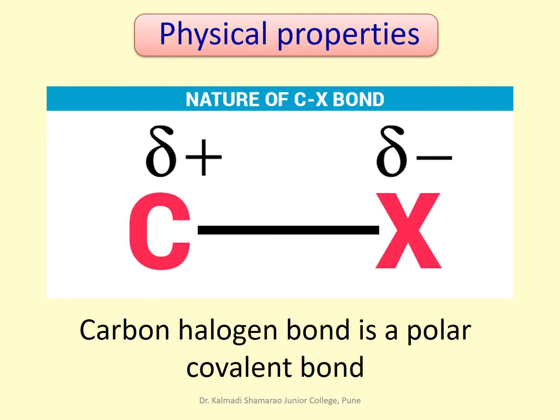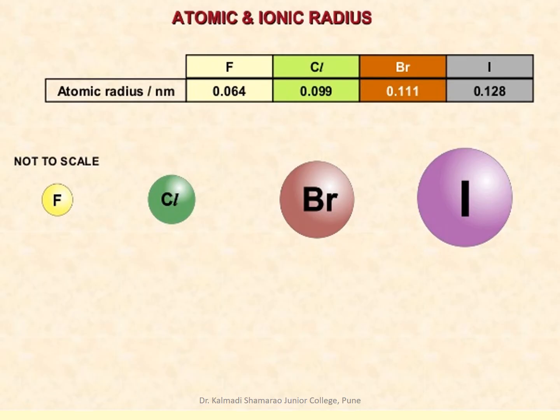The carbon-halogen bond is a polar covalent bond. Thus, the force of attraction which exists between alkyl halide molecules is dipole-dipole interaction. Alkyl halide molecules are moderately polar compounds. As we move down the group, the atomic size increases. This is due to increase in the number of principal shells.